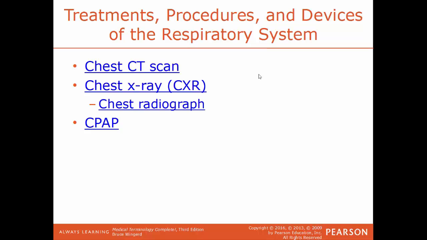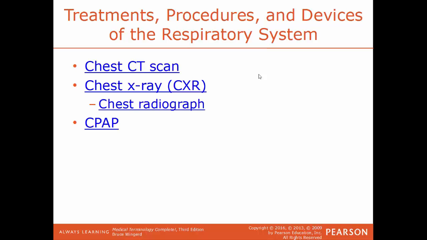CT scan is more commonly known as a CAT scan. So this is receiving a CAT scan of the chest. CAT scan offers much more detailed, much more vivid images than the normal X-ray would. That leads us to our next term, CXR, which is just the abbreviation for a chest X-ray, also known as a chest radiograph.